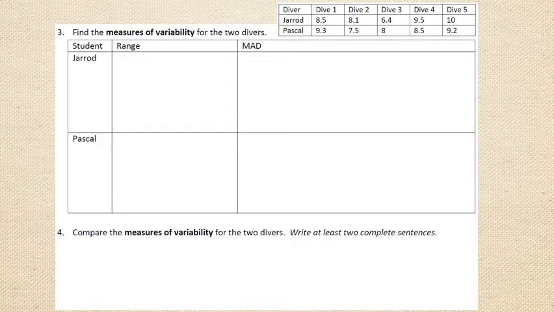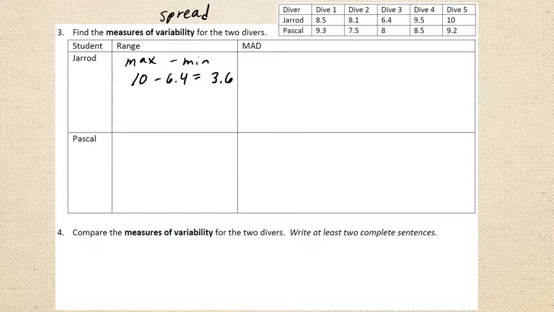Now let's practice finding the measures of variability, also known as the measures of spread, for both divers. What's the range of Jared's dives? For the range, I'm going to do the maximum value minus the minimum value. So in this case, Jared's maximum value was a 10, and his minimum was a 6.4. That gives me a range of 3.6.